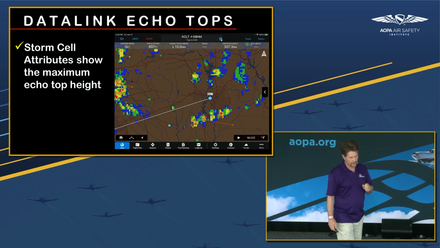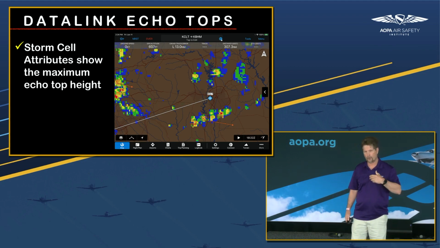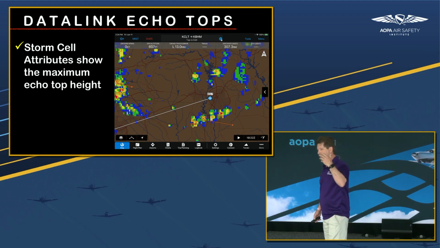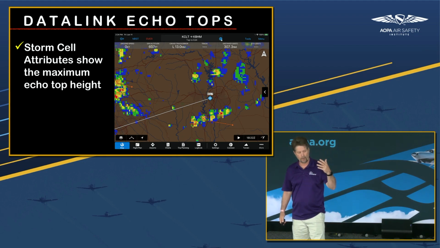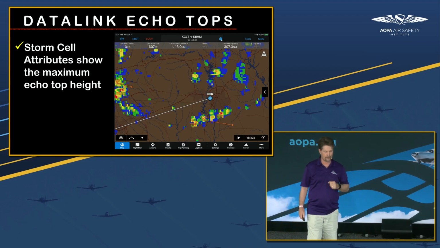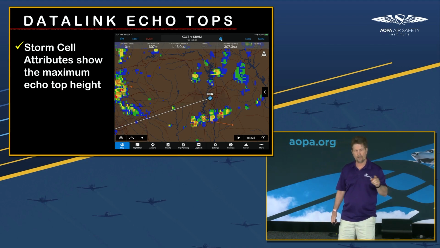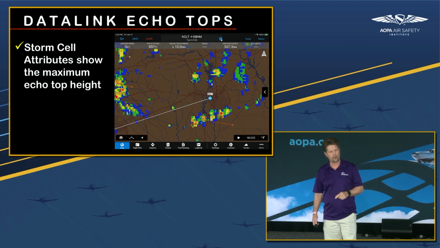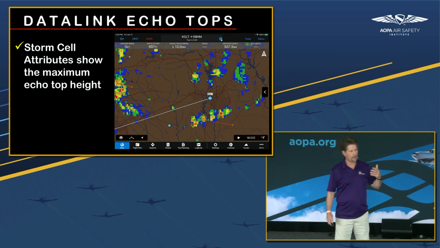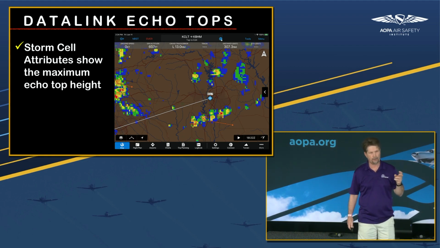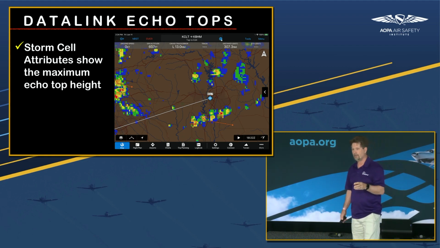And again, don't forget about the storm cell attributes. If your particular vendor here allows you to turn those on or off, have those on all the time, because ultimately, anytime you see those arrows that point essentially where that cell is going to be in 20, 40, 60 minutes, that's a good indication that the radars are tracking a cellular situation.